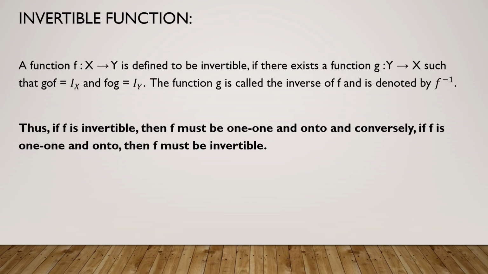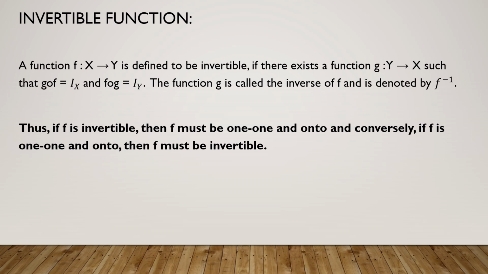A function f from X to Y is defined to be invertible if there exists a function g from Y to X such that g of f is the identity function on X and f of g is the identity function on Y. The function g is called the inverse of f and is denoted by f inverse. So if g of f is I_X and f of g is I_Y, then g is called the inverse of f and f is said to be invertible.